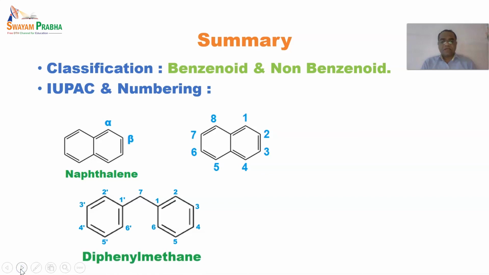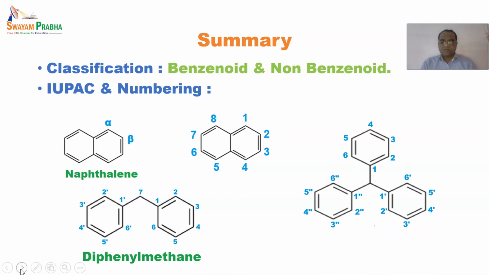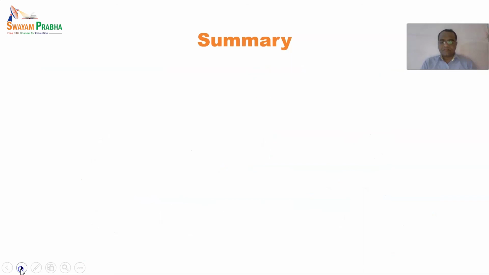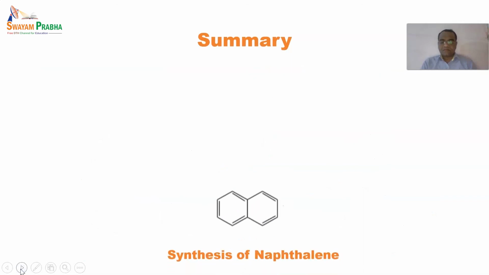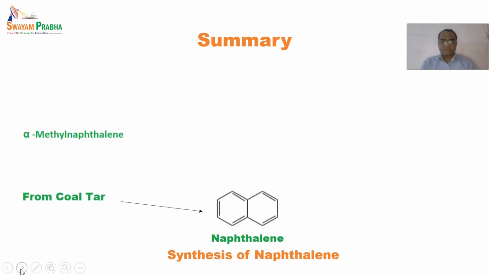After that, numbering of diphenylmethane. And after that, numbering of triphenylmethane. So we have seen all these things in detail. Synthesis of naphthalene. So naphthalene has been synthesized from coal tar. So we have seen how the distillate has been separated.